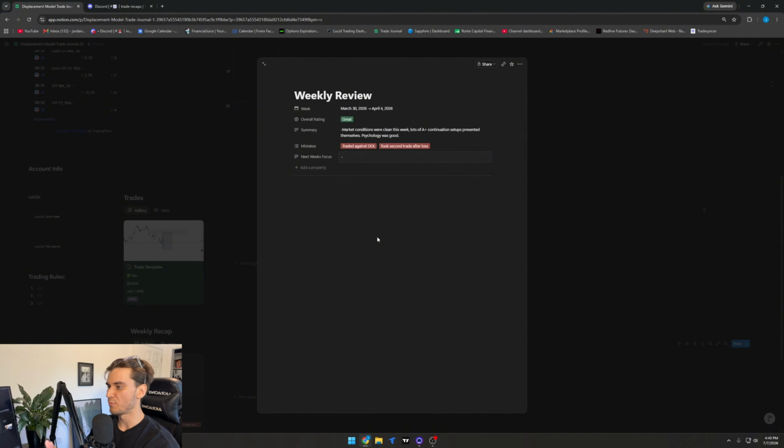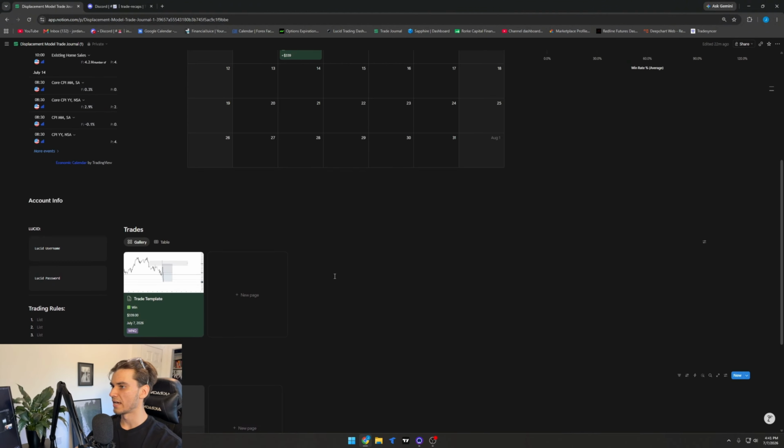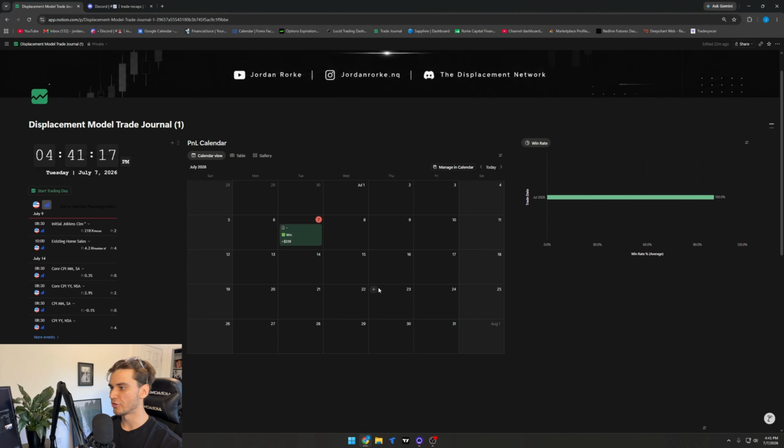This is the most important section right here. So what is next week's focus? So this is going to be improving your mistakes right here. Follow my rules and don't take trades against the high time frame draw on liquidity. And then the second one is going to be take only one trade per day. That's it. So this section right here, you could take a screenshot of your best trade and your worst trade. Then you can kind of compare what the best setup of the week looked like compared to the worst. And that's it. That's literally all you have to do to journal your trades.